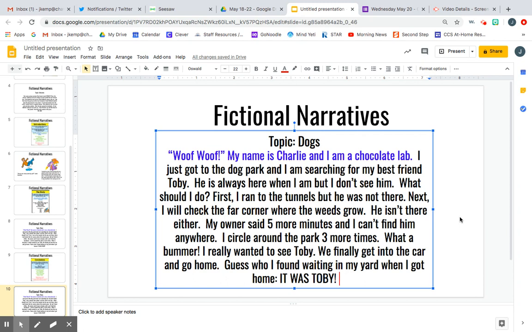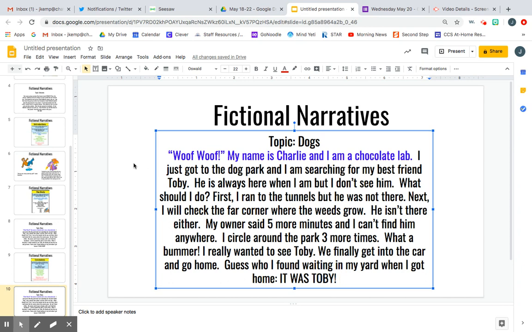So first I'm going to reread, because good writers, when they stop, sometimes you have to stop when you're writing, and that's totally fine. But to remember what you were talking about, you always want to reread your piece so that you can kind of get everything fresh in your head and be ready to go.